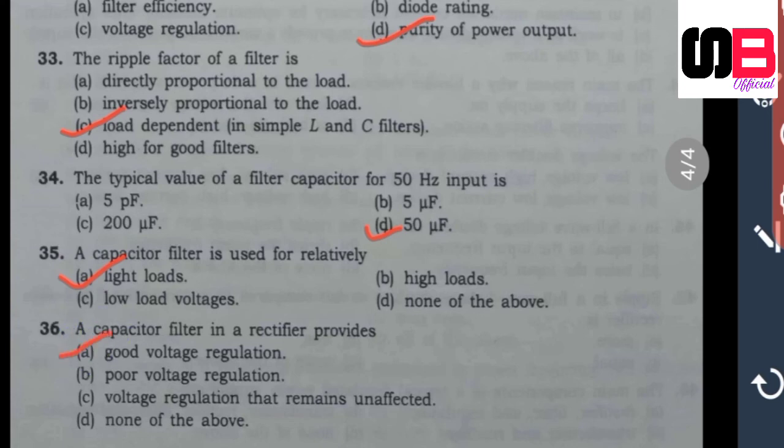Okay, that's all for the day, and the next part and the last part will come soon in this series on MCQ on power supply.